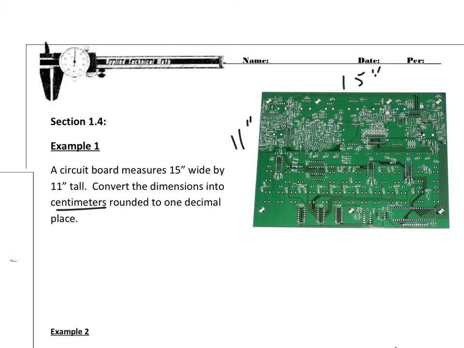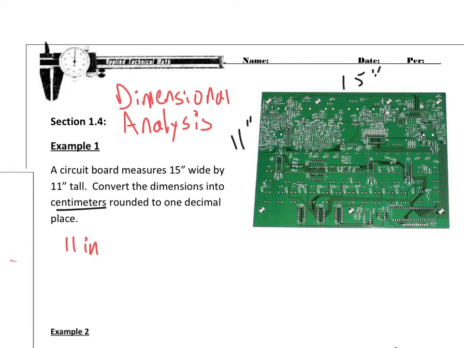So the key when we're talking about converting measurements, we call this dimensional analysis. The key to dimensional analysis is the dimensions. So if we take some dimension like 11 inches, and we want to convert this to centimeters, the key is that when we're multiplying fractions, we're going to multiply by conversion factors, and the units will cancel in the same way that numbers cancel.